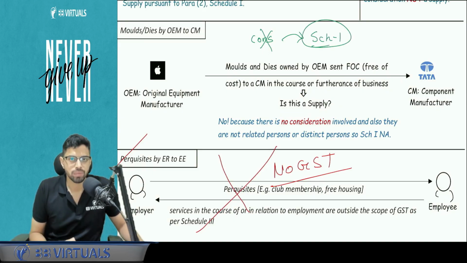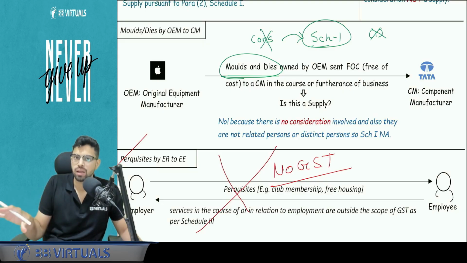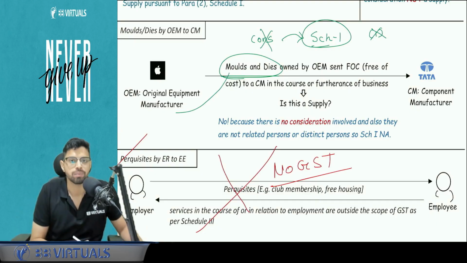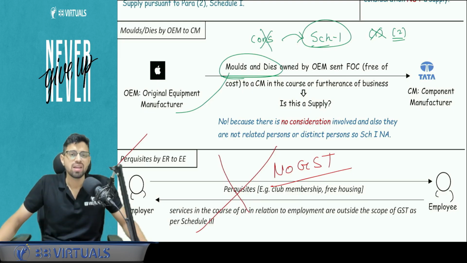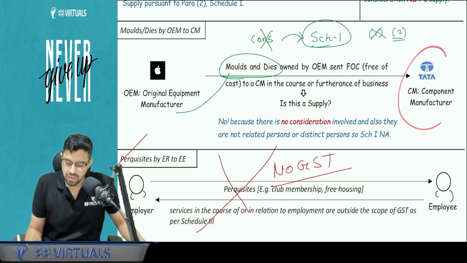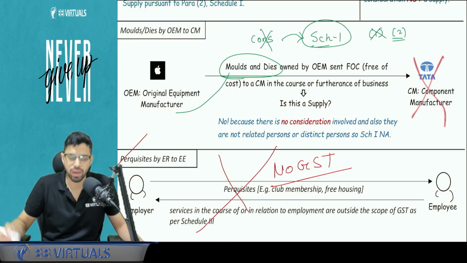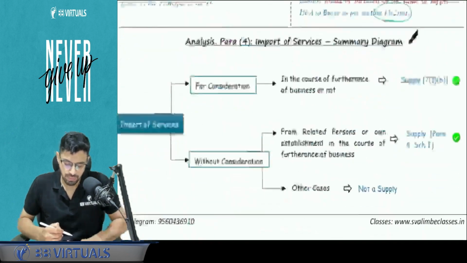In schedule number 1, do you think any of the paragraph is applying? Is this permanent disposal? No. Paragraph number 1 does not apply. This is a temporary disposal. Why? Because once the contract is done, component manufacturer, whatever I have made a contract with the CM, let's say it is of 2 years. If it is done, molds or dies will return to me. So paragraph 1 does not apply. Does paragraph number 2 apply? No. Why? Because they are not related persons and they are not distinct persons. Paragraph number 3 is between principal and agent. This is not my agent. Will paragraph number 4 apply? No, it is not an import of service case. Is this clear? Come on.